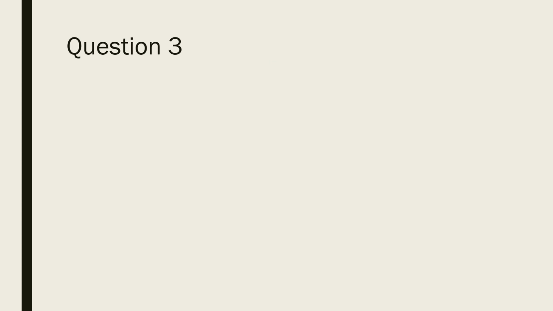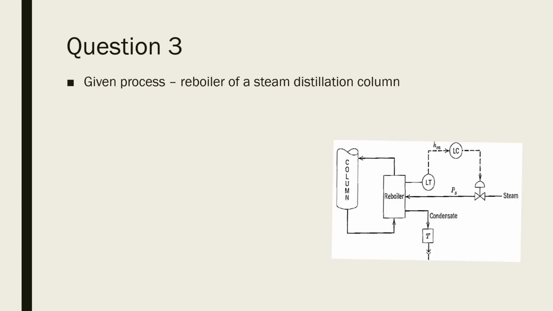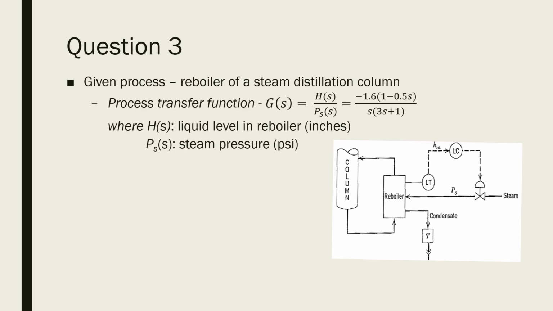Question 3 now. We are given a process, which is the reboiler unit of a steam distillation column. This process can be represented as a transfer function between its output and input, the liquid level in the reboiler and the steam pressure respectively. The control schematic is shown in the figure.